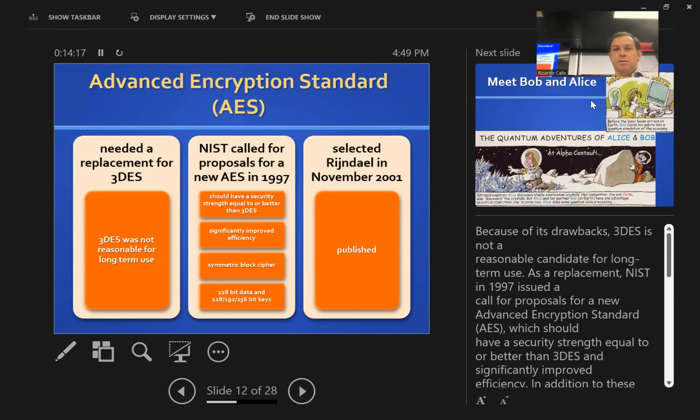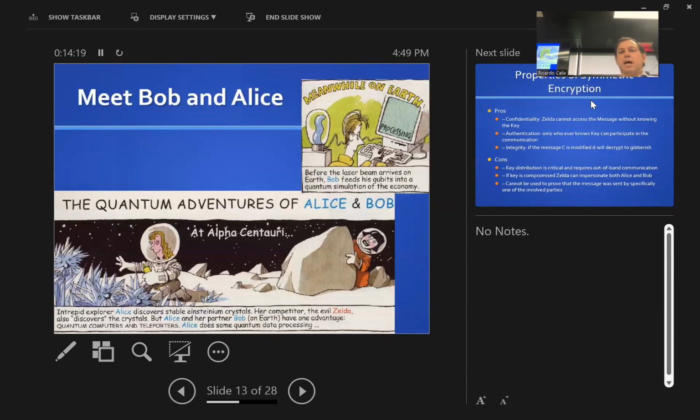There's nothing different. All right, I always like to throw in this cartoon. Bob and Alice are basically how you talk about cryptography. Everybody likes to say Bob and Alice this. The idea is you have Bob and Alice, they want to talk to each other, and then you have Zelda, and she's trying to intercept the message, right? So a lot of our problems will revolve around this idea. You can take a look at the cartoon if you'd like.